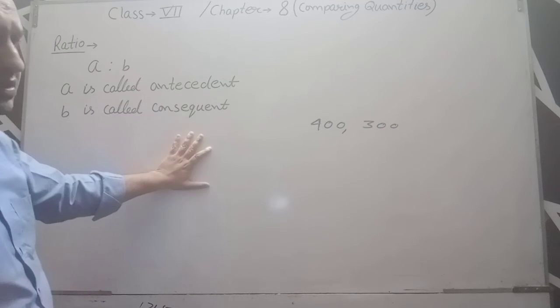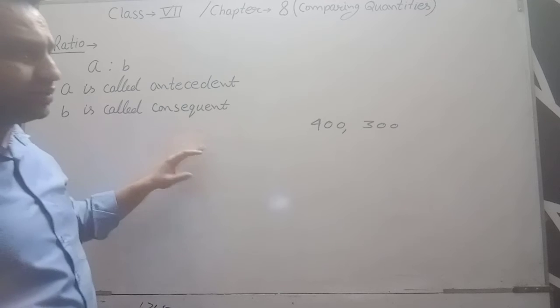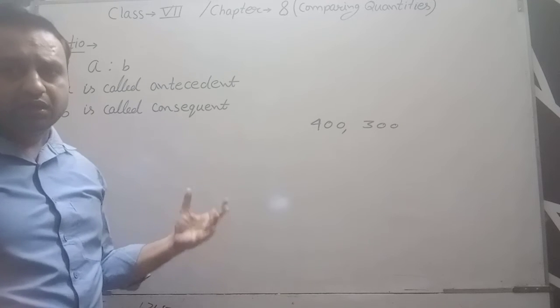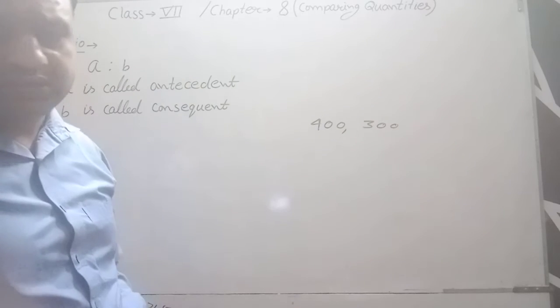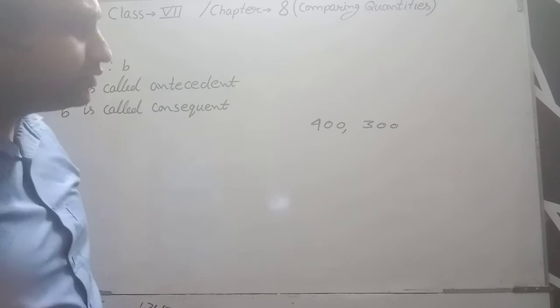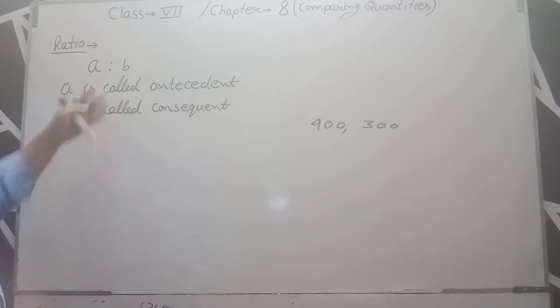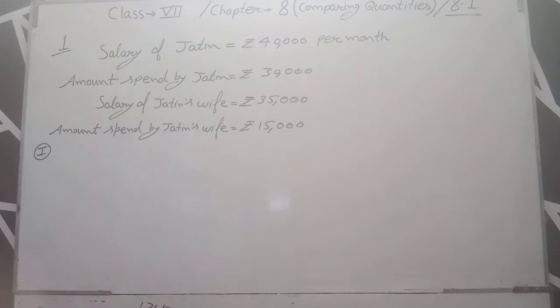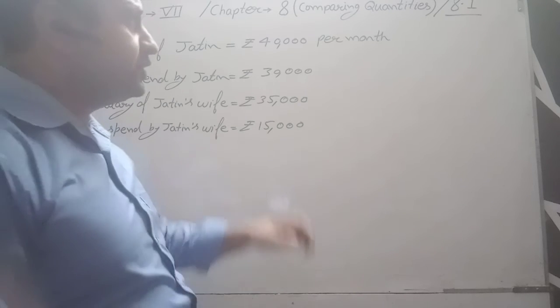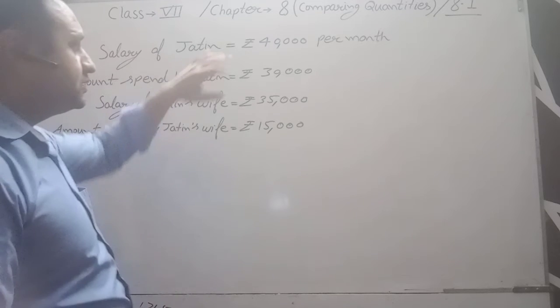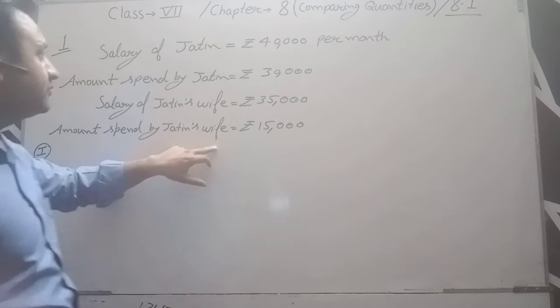So in the exercise we will solve questions related to ratio, which we discussed in the previous class. Now we start exercise 8.1. First you know that A is antecedent and B is consequent. Okay students, now start exercise 8.1. In exercise 8.1 there are four pieces of information given.